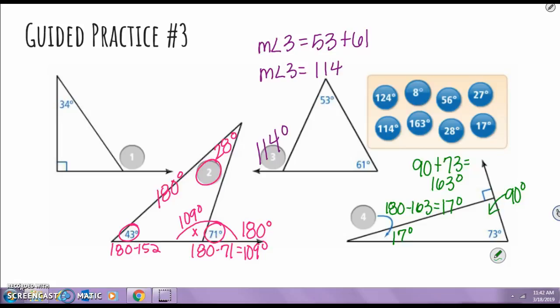For number 4, I see here that this is going to be a 90-degree angle because they form a straight angle, and since that one's 90, the other 90 gives me my 180. If I add 90 plus 73, that gives me 163 degrees as the sum of these two angles here. When I subtract 163 from 180, that gives me 17 as my missing angle measure. Again, I can add 90 plus 73 plus 17 and get 180.